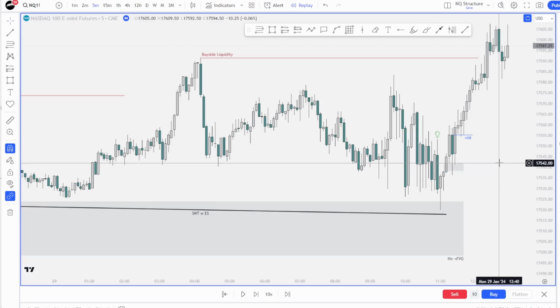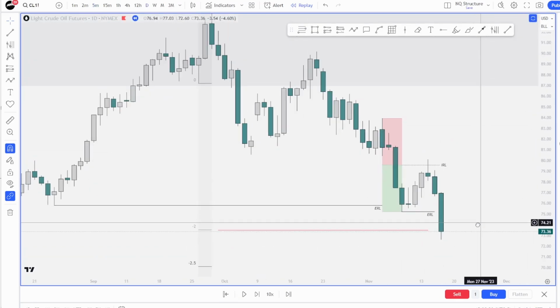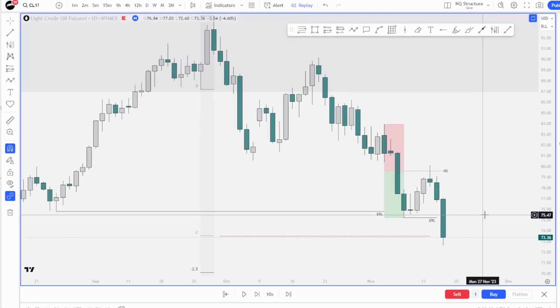All you need to do is have a plan behind your trade and then trade the plan. Now I'm going to do another example. This is an example on oil. And right now I'm looking at oil from a daily perspective.